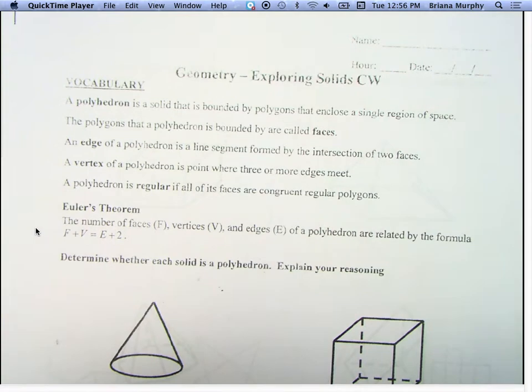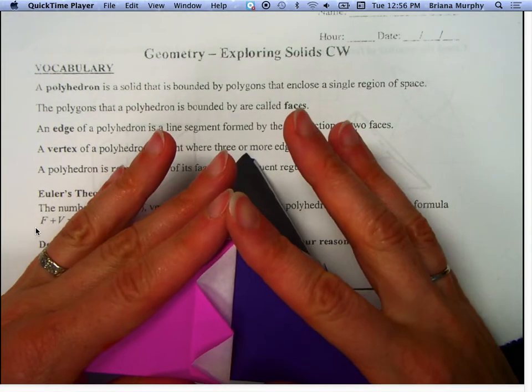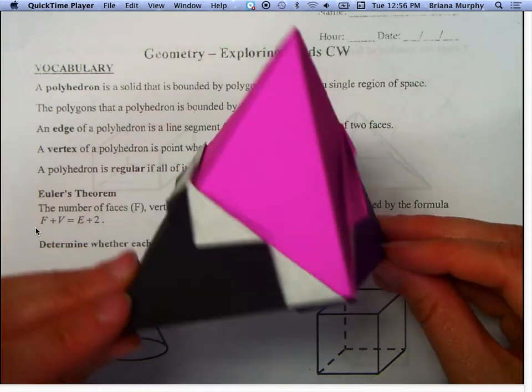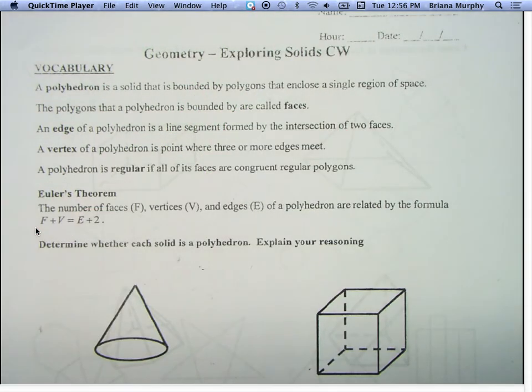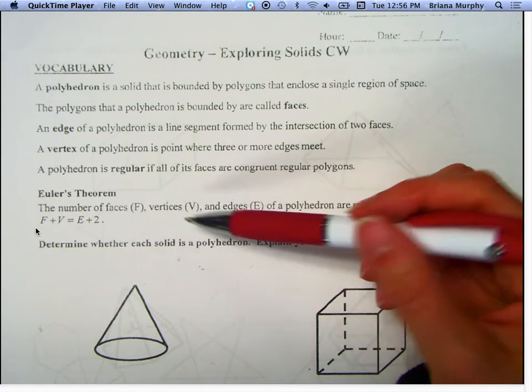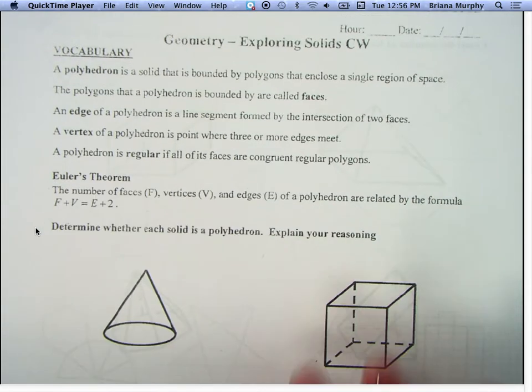And a polyhedron is regular if all its faces are congruent regular polygons. So here's a polyhedron where all of these triangles right here are exactly the same. So that is a regular polyhedron. Now we're going to talk about Euler's theorem, depending on who's pronouncing it. The number of faces, vertices, and edges of a polyhedron are related by the formula faces plus vertices equals edges plus 2. And we're going to determine whether each solid is a polyhedron and explain our reasoning.